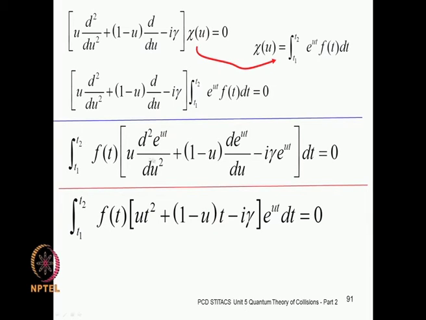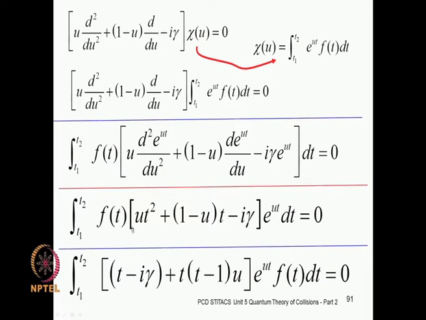Now, I think we all know how to differentiate e to the ut with respect to u, that is all there is to it, okay. You take the first derivative, take the second derivative, so you get ut square over here, you get 1 minus u times t over here, and then minus I gamma e to the ut you factor out, okay. So, these are fairly straightforward manipulations, and then you combine the terms. So, you get t minus I gamma over here, and then you get a term in u.